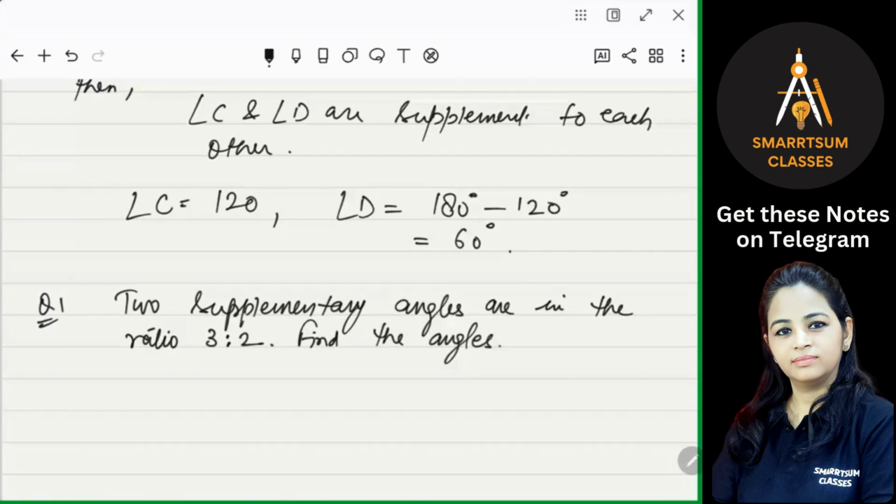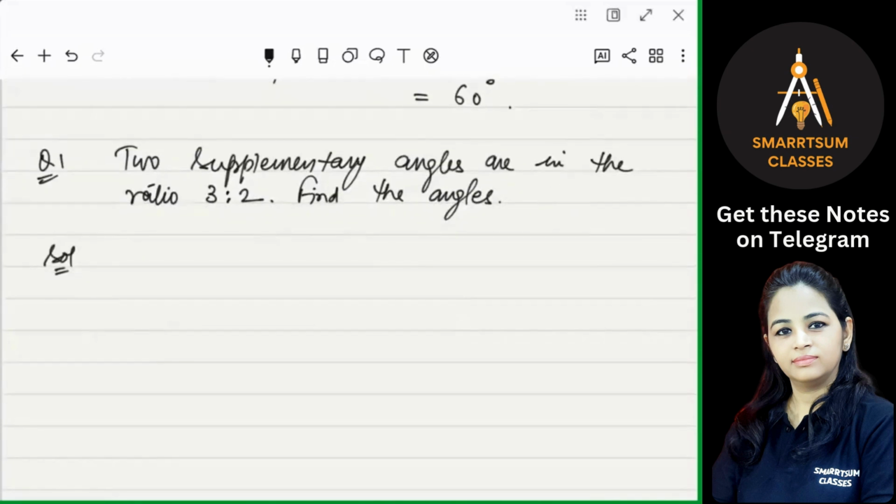Two supplementary angles are in the ratio 3:2. Find the angles. Can you do this? And tell me what are the measurements of the angles? So now in this question, it is already given that the angles are supplementary, right? Supplementary angles means their sum is 180 degrees, right? And their ratio is given 3:2, right?